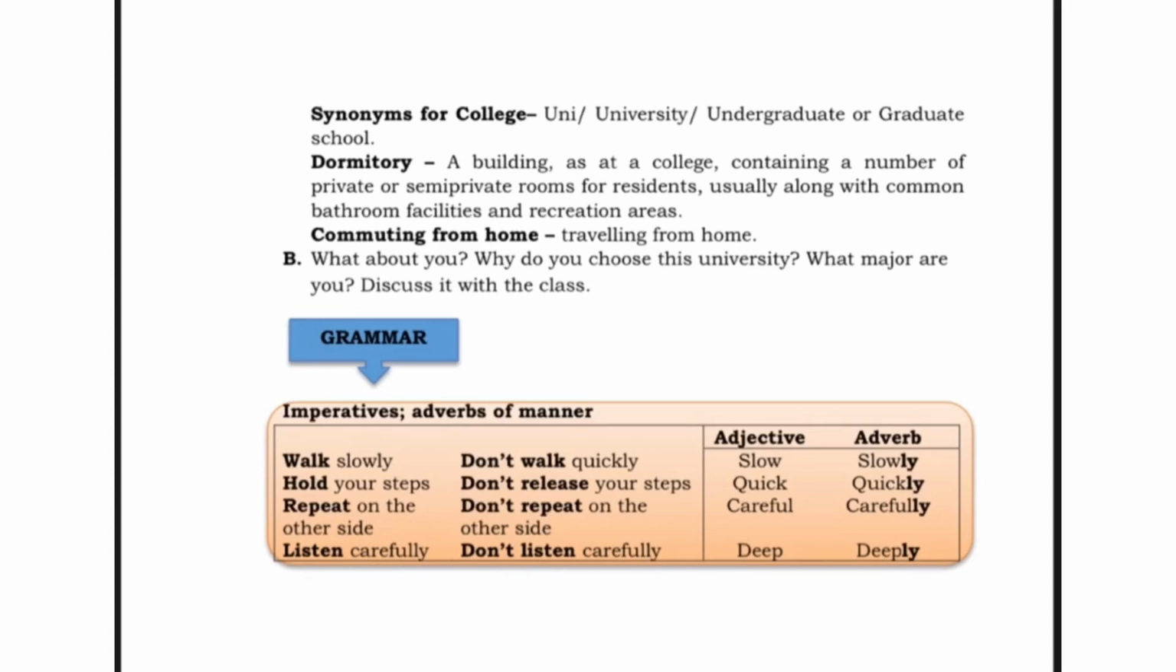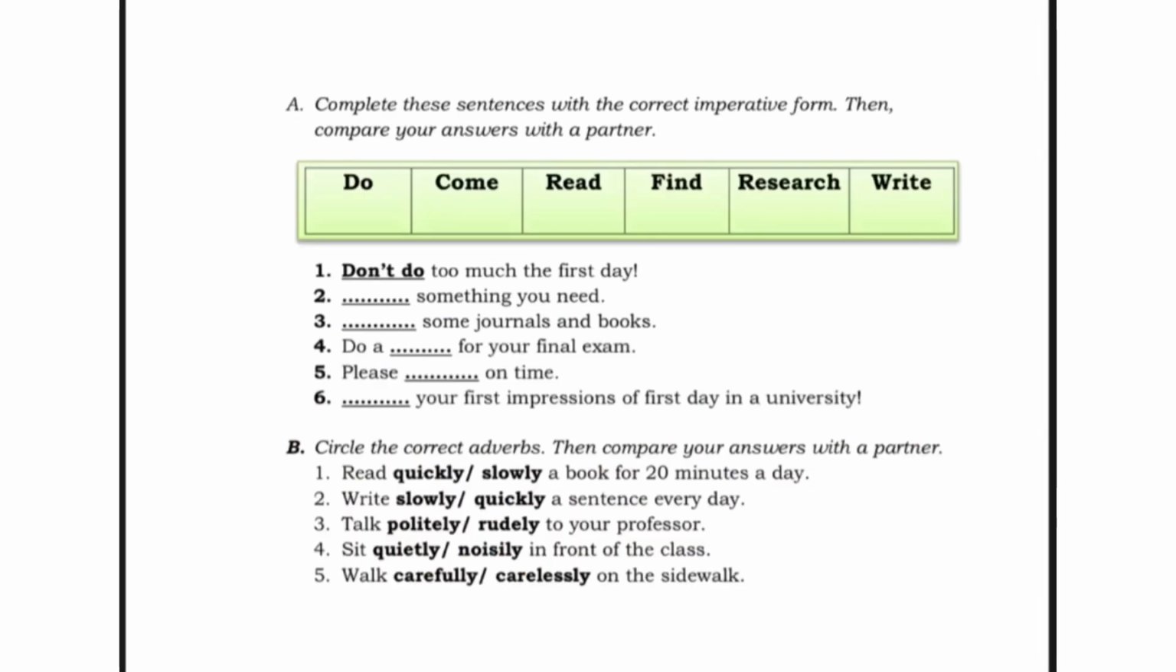Now let's move to grammar. There is a column of imperatives and adverbs of manner. You can read it below. Fill in the following questions A and B. Question A. Complete the sentence with the correct imperative form, then compare your answer with a partner.